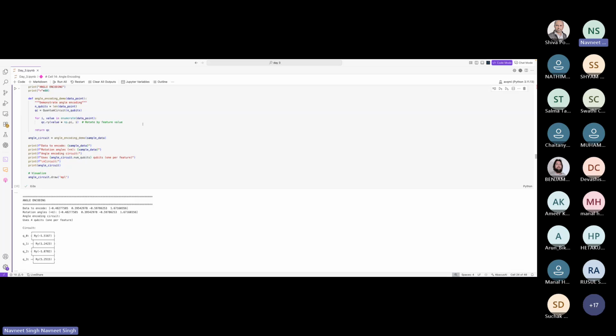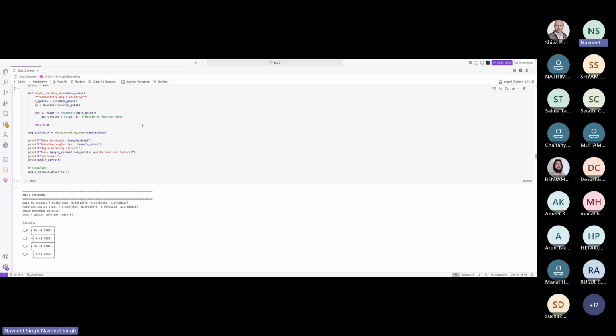Once we have all the values between 0 and 1, we multiply them by pi to turn them into angles. So each feature becomes a number between 0 and pi. Then we print these angles so that you can see what will become our rotation parameters.